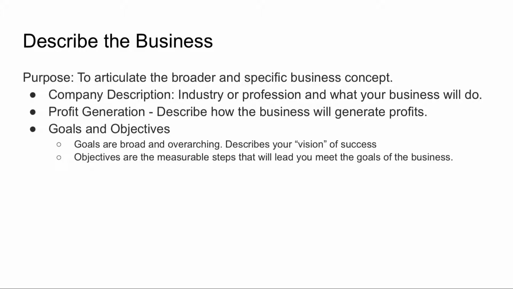And then after that, you would need to list your objectives. Your objectives are your measures of steps that will lead you to meet the goals of the business. So basically, how are you going to get yourself to that vision? What are the steps you're going to take that are measurable? So basically, short-term goals to get you to your vision of success.